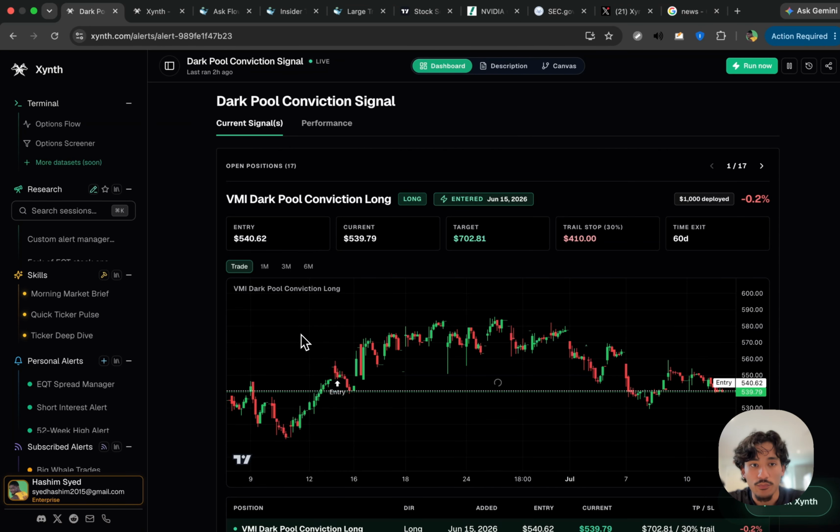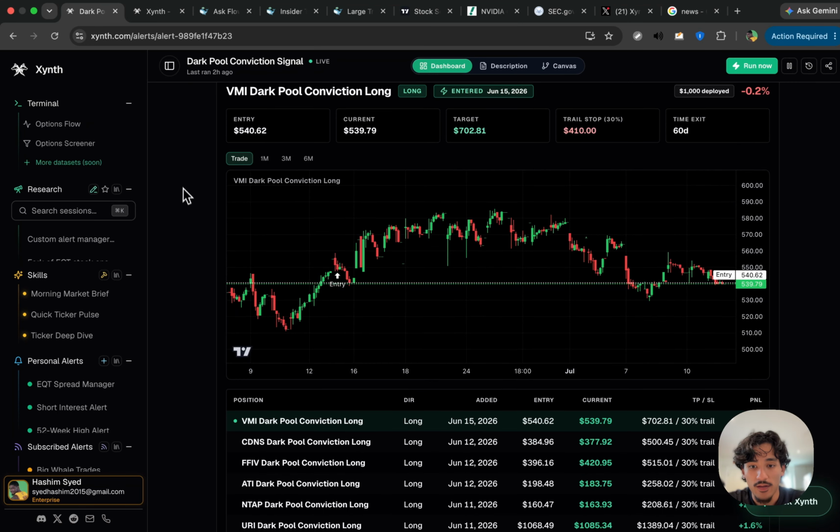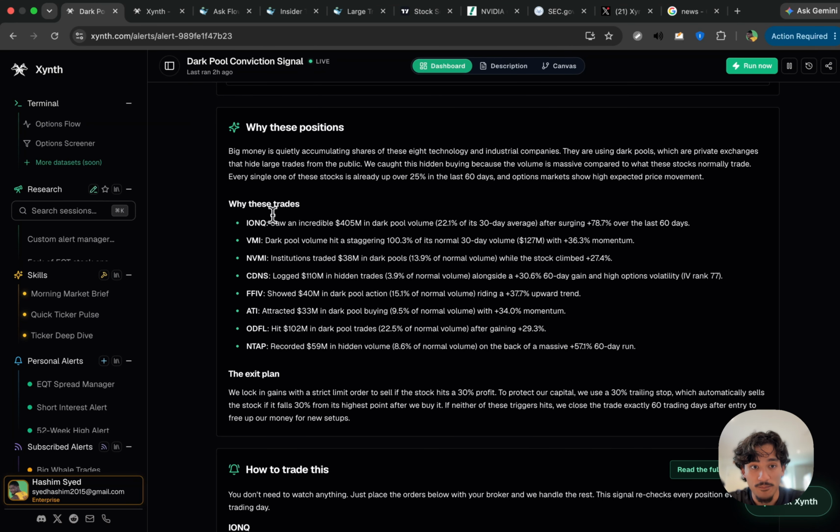Here we have the dark pool signal, and you'll see that the signal is holding a bunch of positions right now. Some of them are green and some of them are red. And it tells you exactly why these positions are being held. IONQ saw $405 million in dark pool volume, 22% of its 30-day average, after surging 78.7% in the last 60 days. So that's the reasoning for this one.